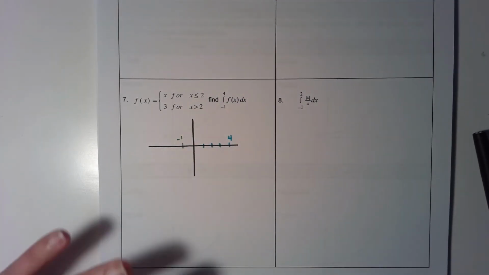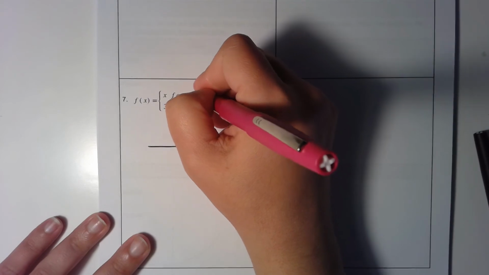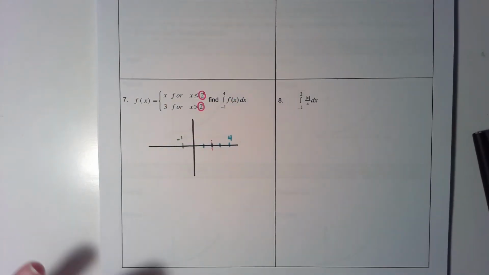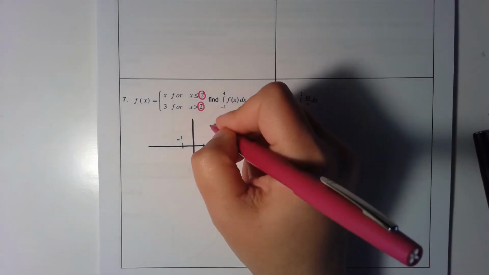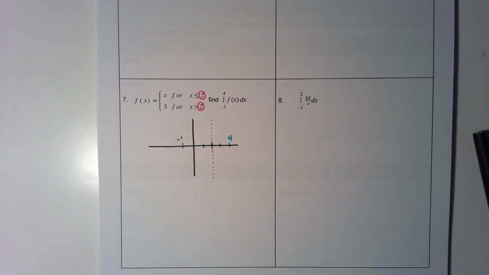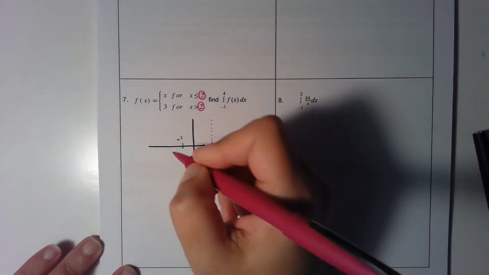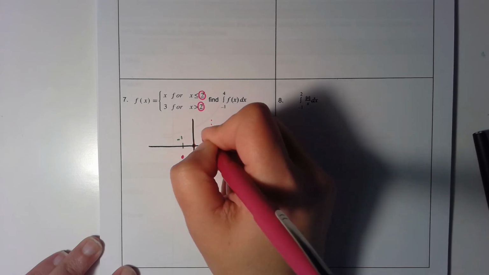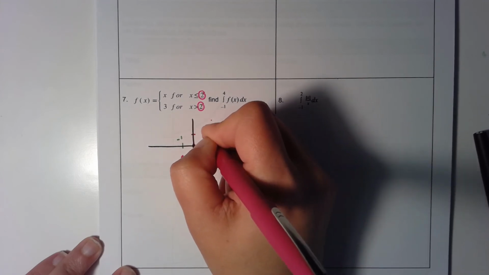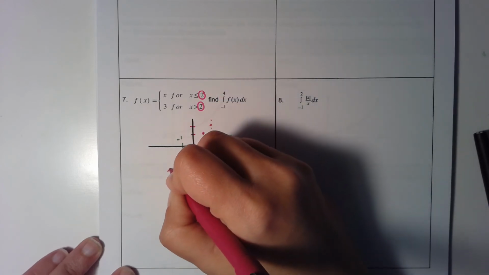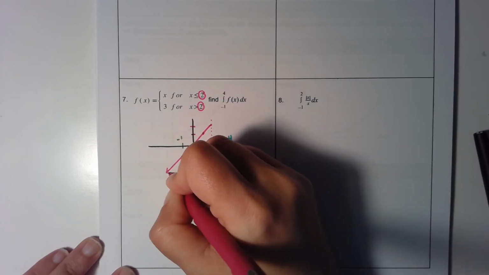Now when this function is broken at 2, I know that there's a different picture on the left side of that number and a different picture on the right side of that number. On the left side of that number, my function is just x. So when x is negative 1, y is negative 1, 0, positive 1 is positive 1, positive 2 is positive 2. So this is the graph of my function on the left side.